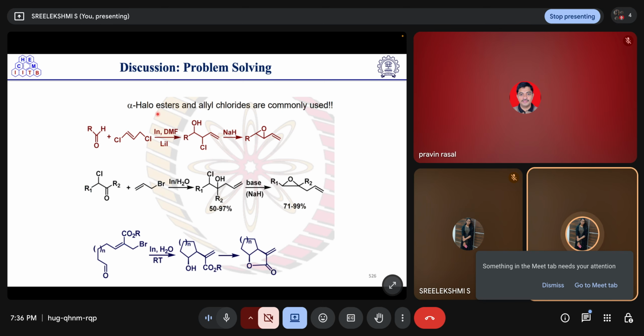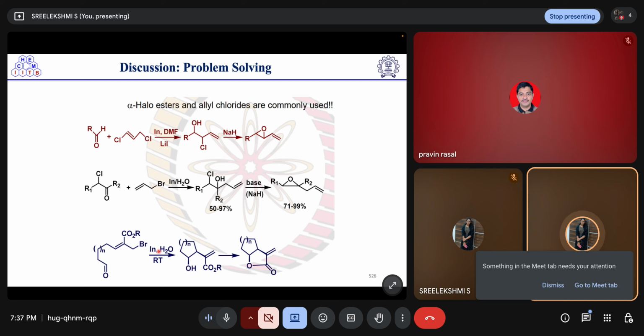Now, if we see alpha haloesters and allyl chlorides, they are also commonly used. So this aldehyde firstly reacts with this one to form this compound, then NaH can carry out epoxidation. Proton abstraction will take place from this center, it will attack over here, and Cl minus will leave to form this particular compound. Same with this also: one attack will take place first to give this compound, then the base will abstract a proton, epoxidation will take place again, and Cl minus will leave to give this compound.